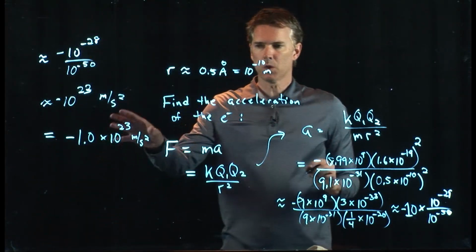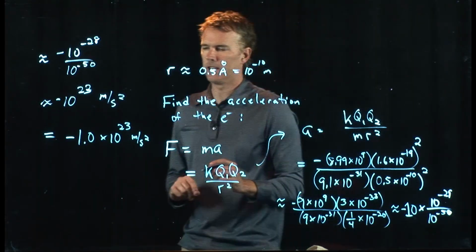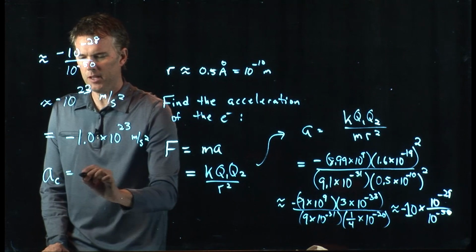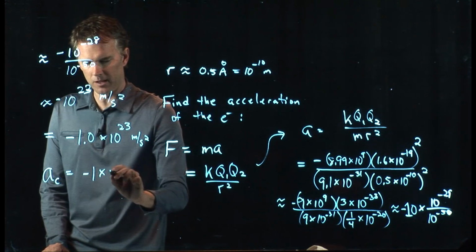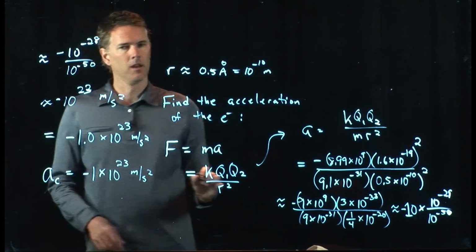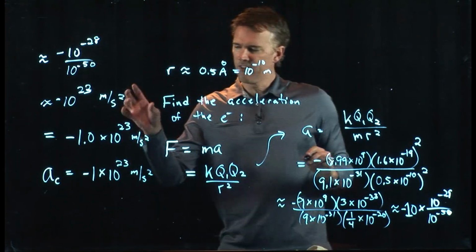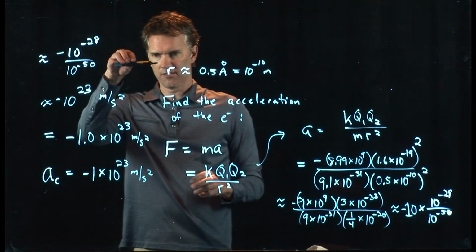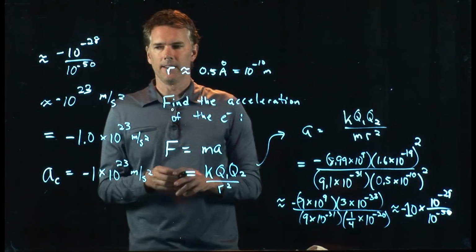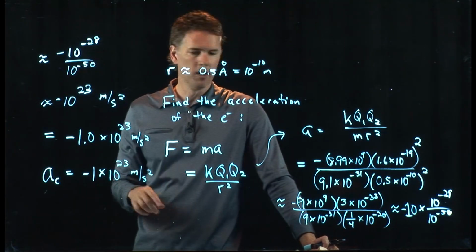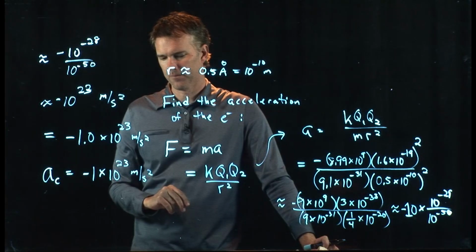Good. 10 to the 23 meters per second squared, that is the acceleration. Specifically, it's the centripetal acceleration of the electron in its orbit, which is really high. That's a very big value, right? Gravity, how fast does gravity accelerate things downwards? 9.8 meters per second squared. This is 22 orders of magnitude bigger. That is a very big number.